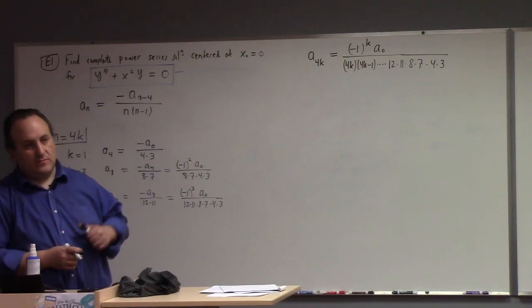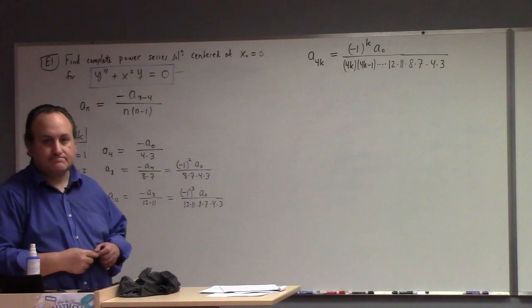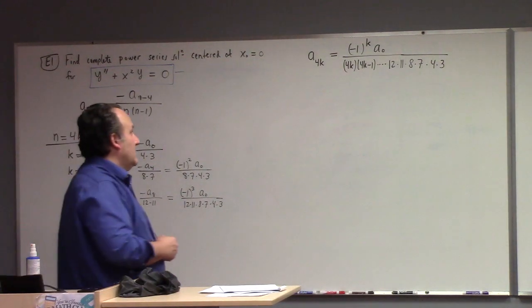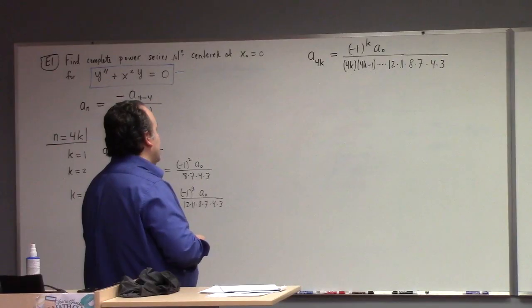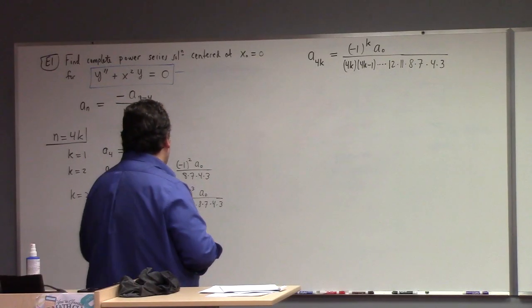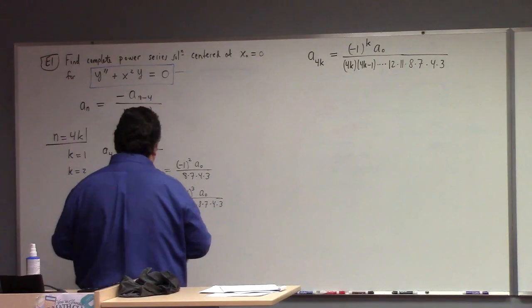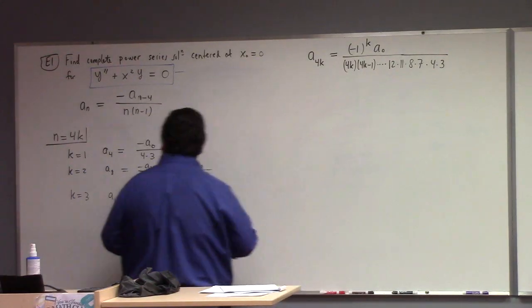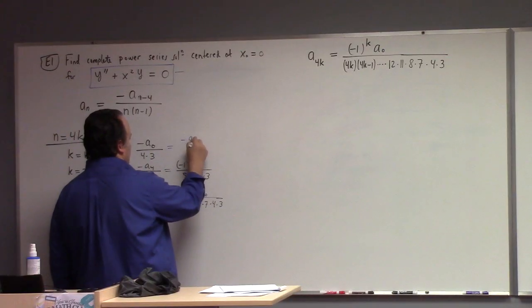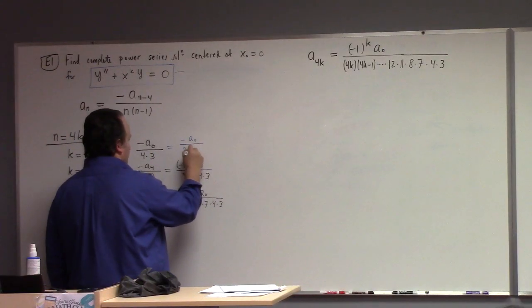I'm going to leave it like that, though, just for the sake of the moment. Yeah. When you put the 4k or 4k minus 1 in power... Well, all right. Let me see if I can. So you want me to? All right, fine. So this is minus a sub 0 over 3 times 4 to the 1.